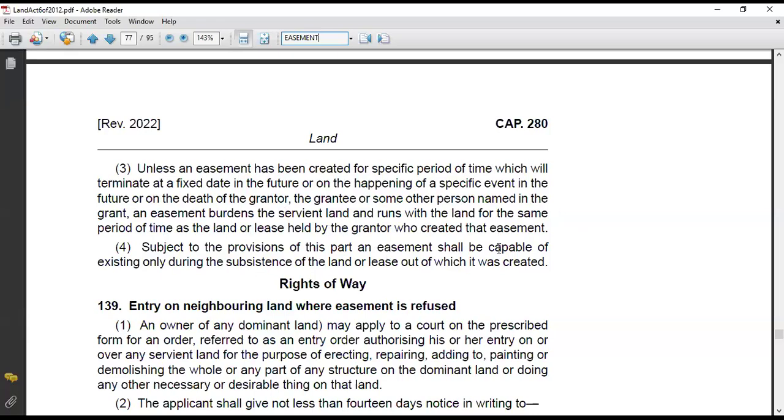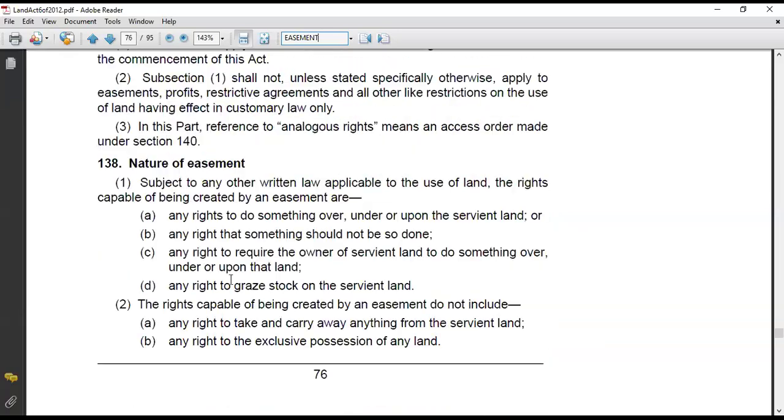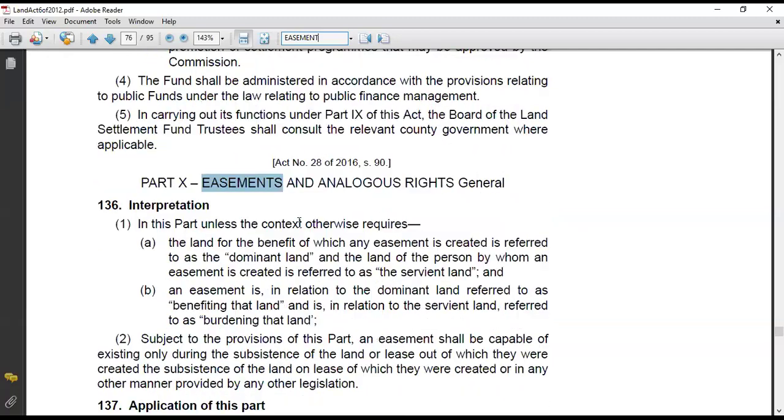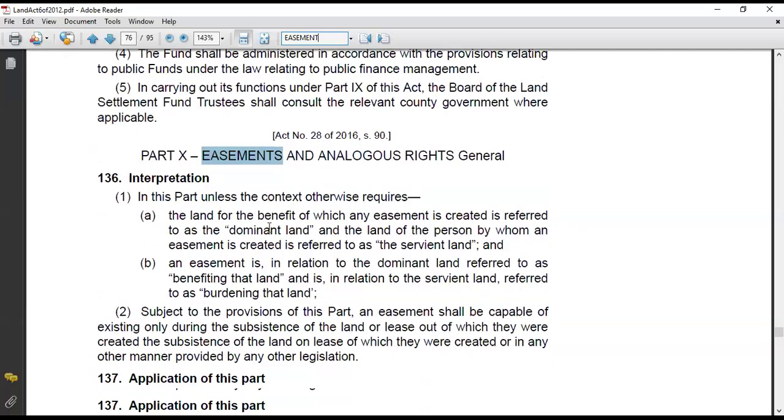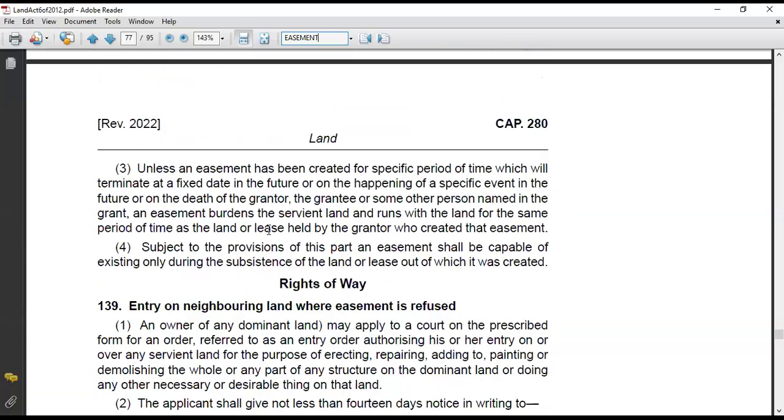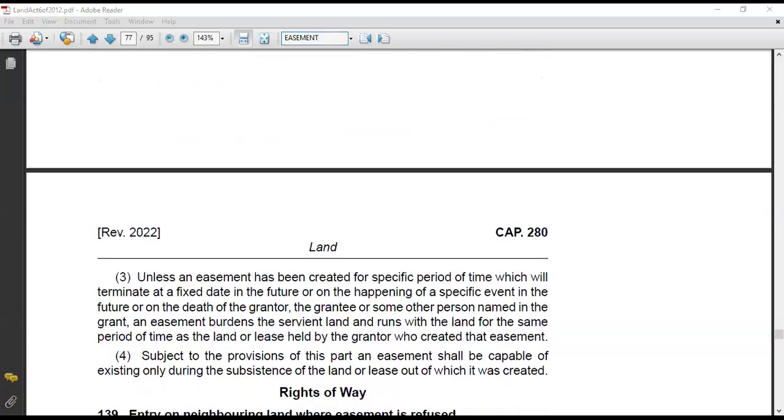Subject to the provisions of this part, an easement shall be capable of existing only during the subsistence of the land or lease in which it was created. So you must understand sections 136, 137, 138, and 139 very well to be able to answer questions on easement. So we go now back to a question. Advise Ian on the rights in the disclosed circumstances. Now you answer the question with the knowledge you have on easement.